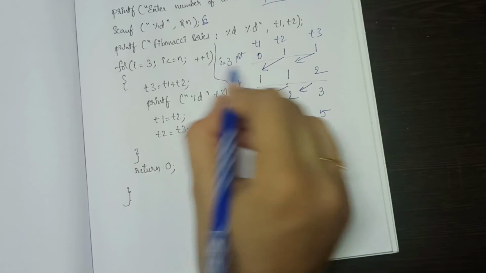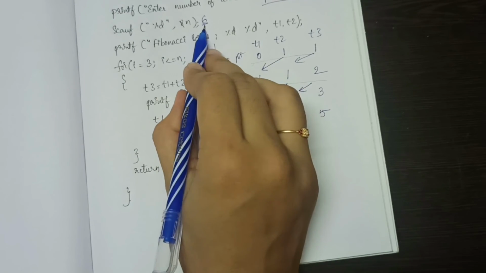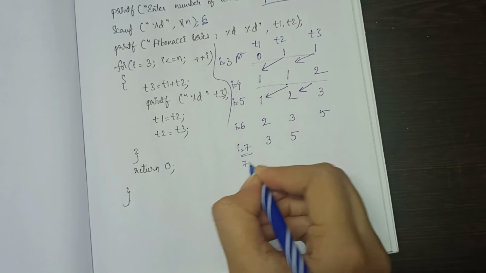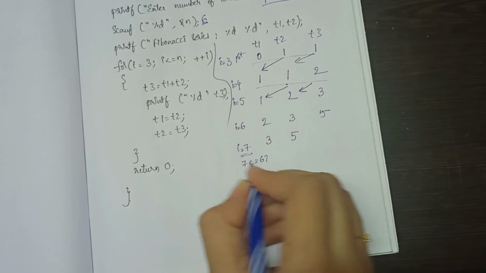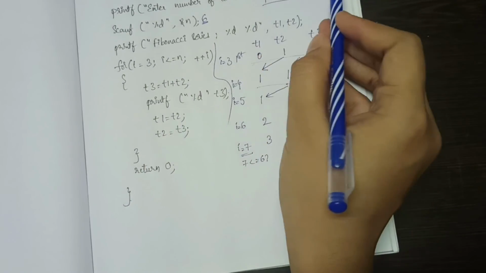Again it goes here. i gets incremented. i becomes 7. Is i less than or equal to n, which is 6? Is 7 less than or equal to 6? Question mark. This will be checked here. No, the loop terminates, and this will be the output.